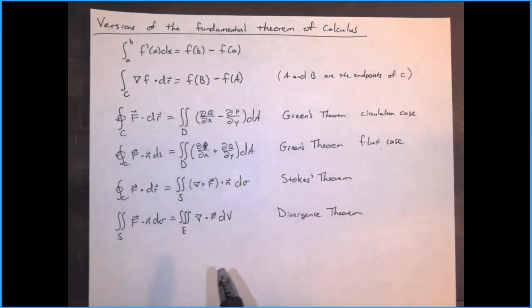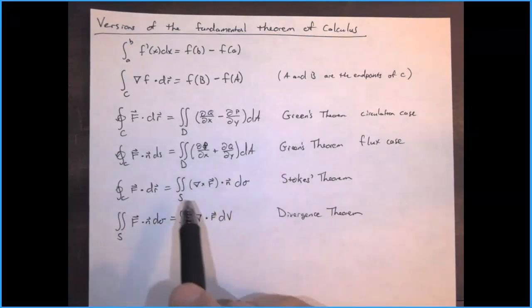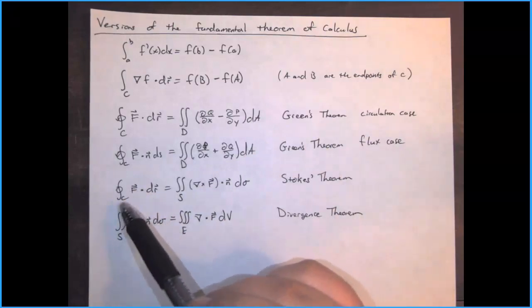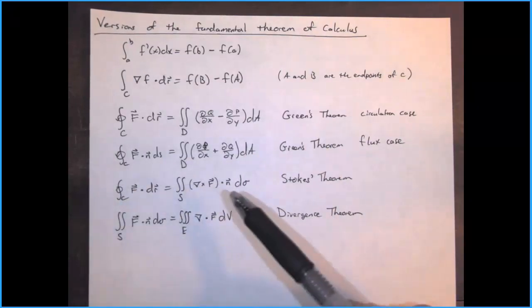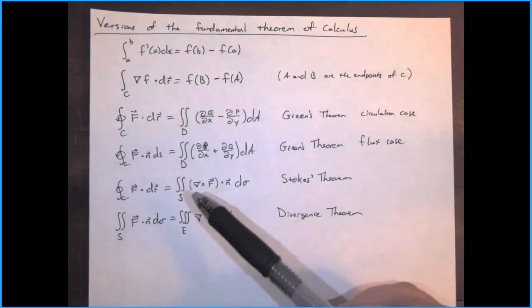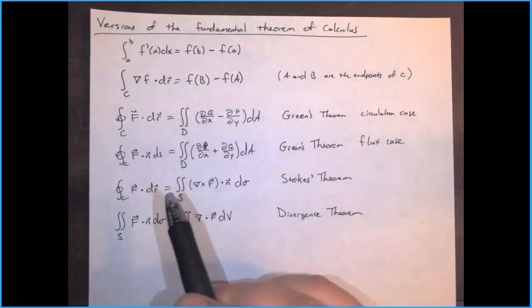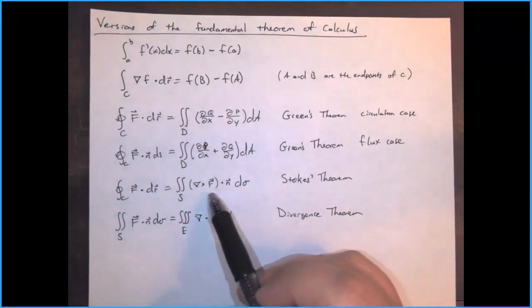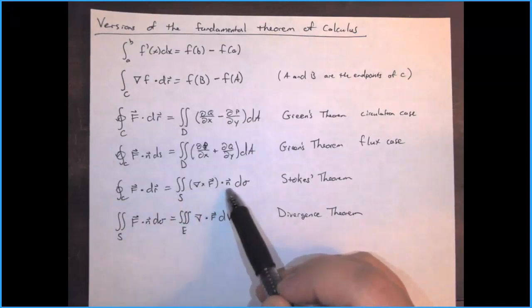Then moving to 3 dimensions, we had Stokes' theorem, which said that if we had a piecewise smooth surface with a boundary curve C, and as long as the orientation of the curve matched the orientation of the surface, right, so the way you travel the curve matches the way that the normal is pointing, then the line integral of the vector field over the curve is equal to the flux of the curl across the surface.